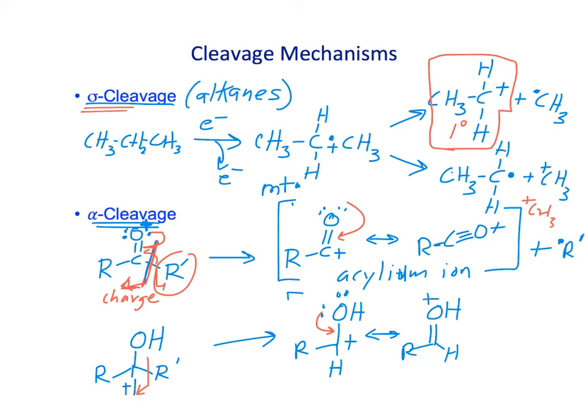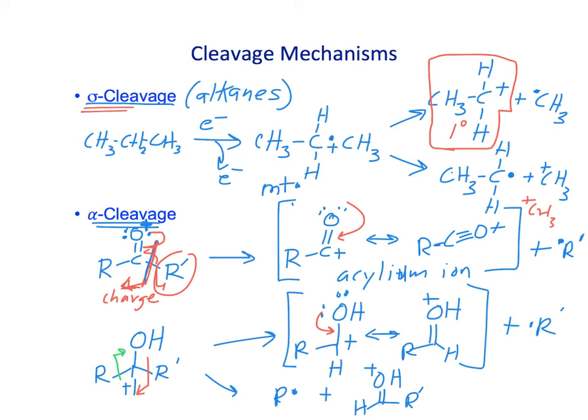Like this, plus a radical, okay? Or, you know, it could cleave the other side as well, just like with the ketone. So if it did that, it would give R radical plus the same kind of species on the other side. This is the R prime, the plus. So we can lose one side or the other side.